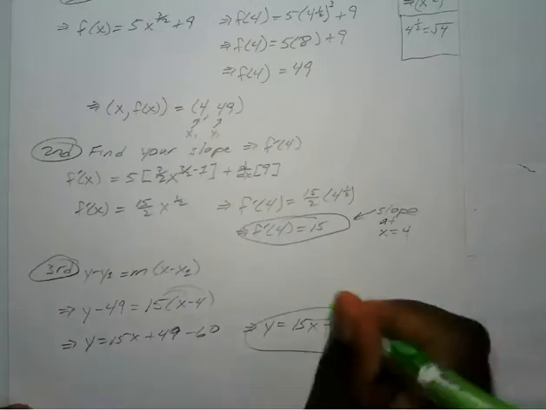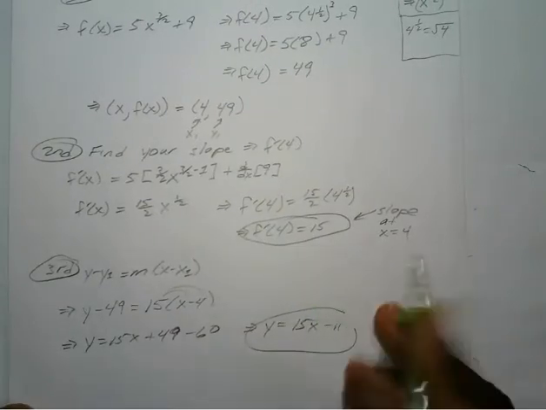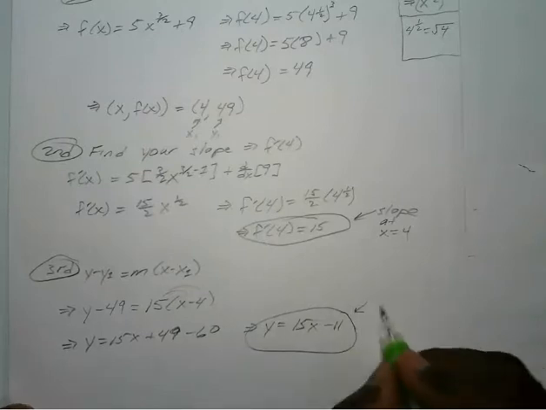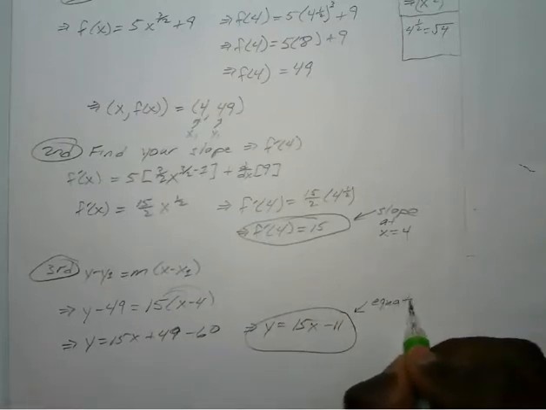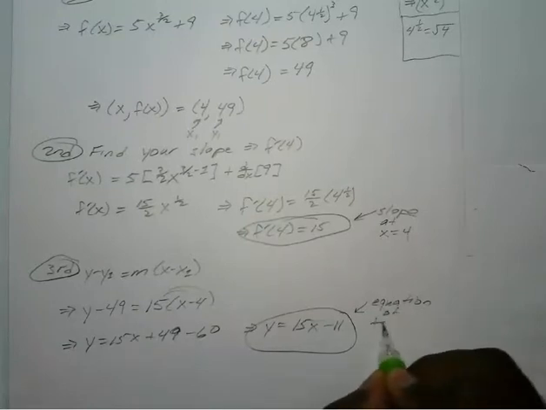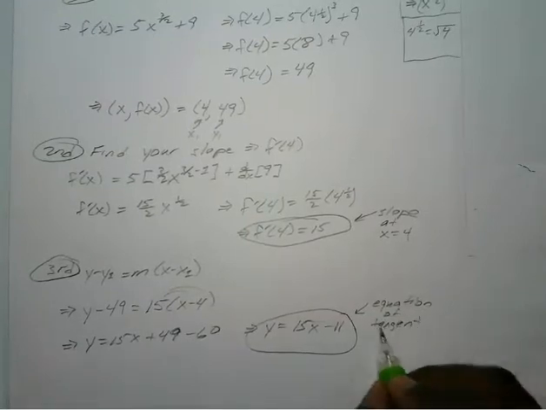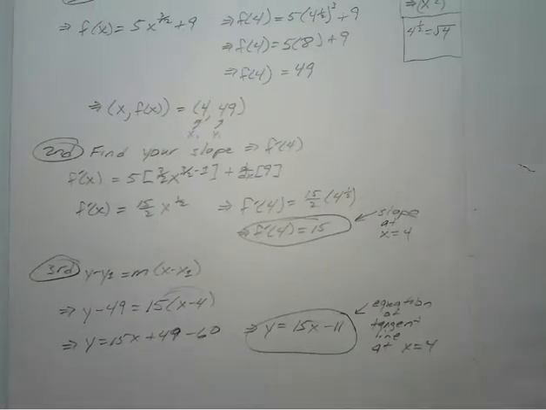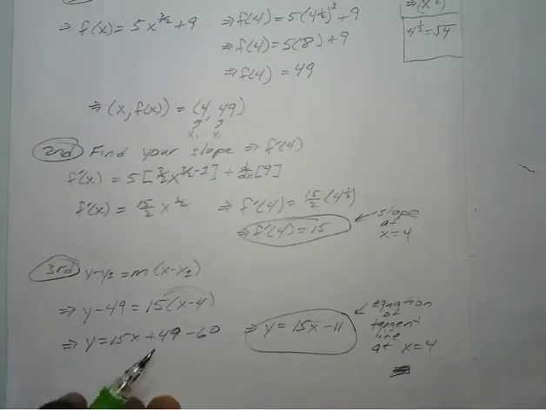Good. There we go. And that's your equation of the tangent line at x equals 4. Alright, so if you are still writing, feel free to press pause. We're going to go ahead and move on to the next example.